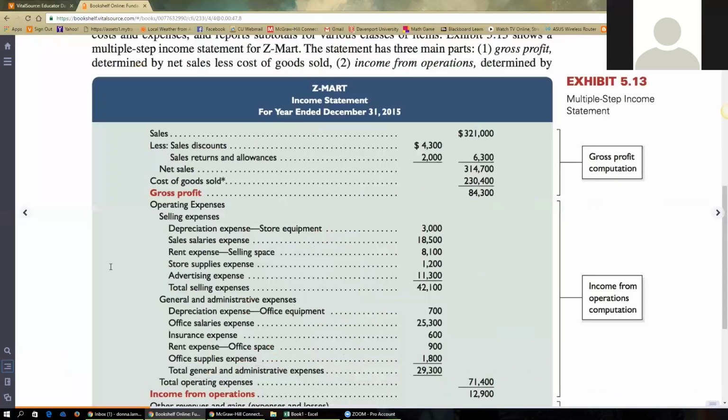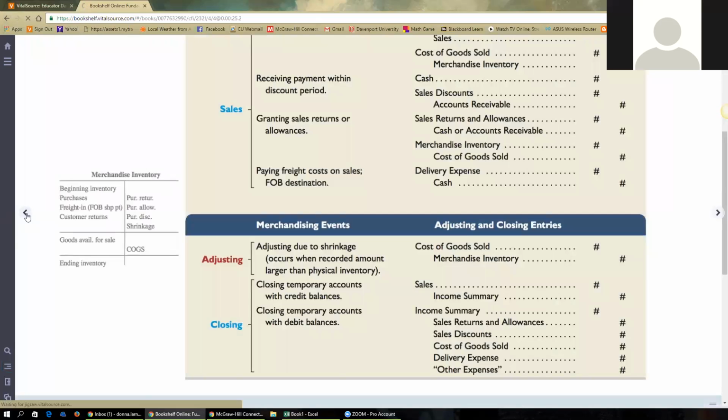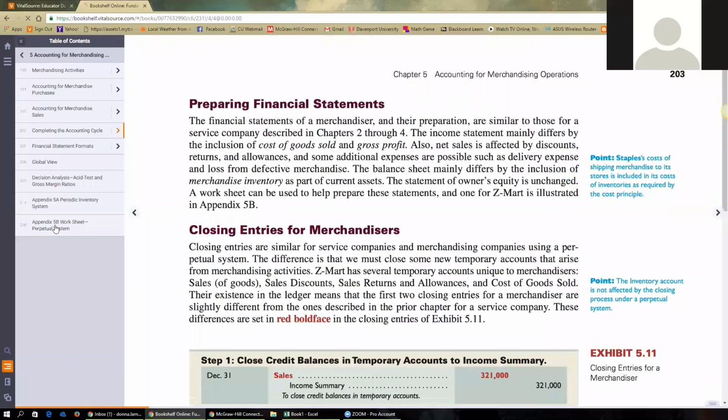Chapter 6 looks at a merchandising business and how they keep track of their inventory.